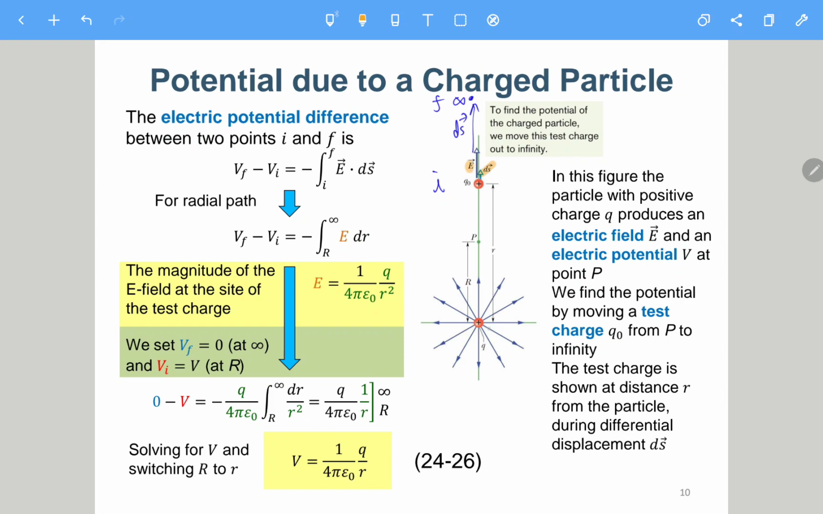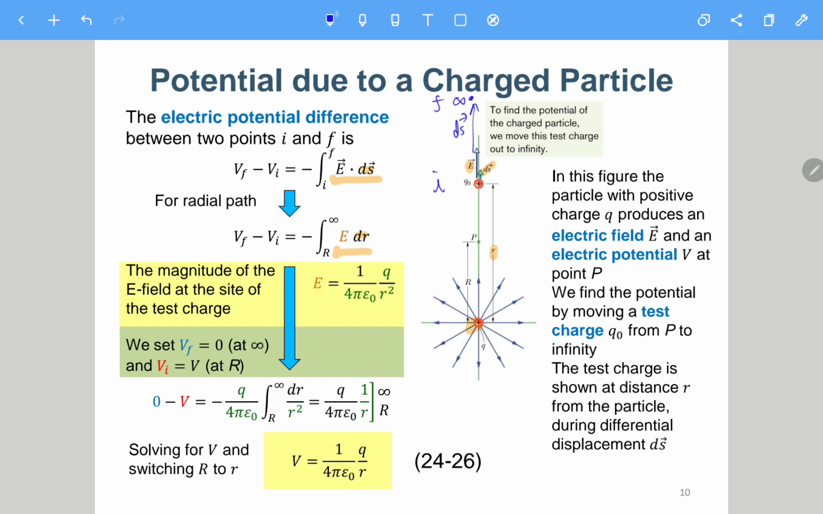Also, the E field is pointing upward because this is a positive charge. So along this axis, the E field is pointing upward. Okay, so here we already know that E dot ds, this is our axis. So we just make ds to be dr, and then E and ds point in the same direction. So E dot ds will be E times dr.